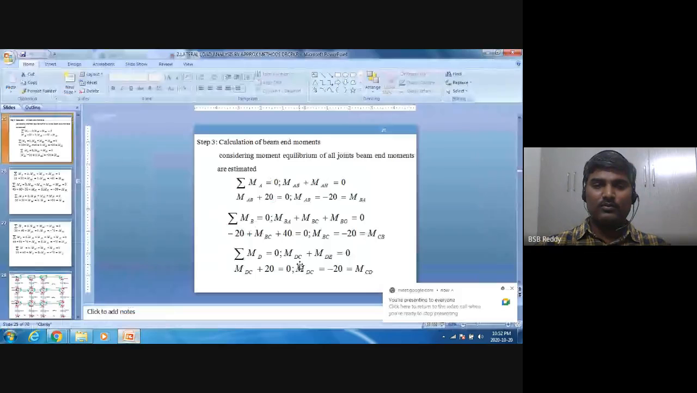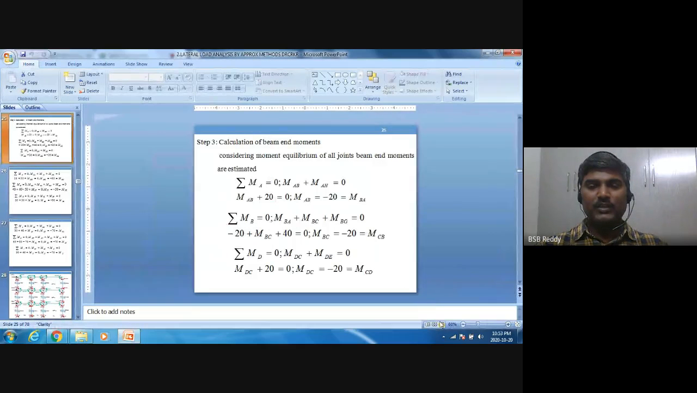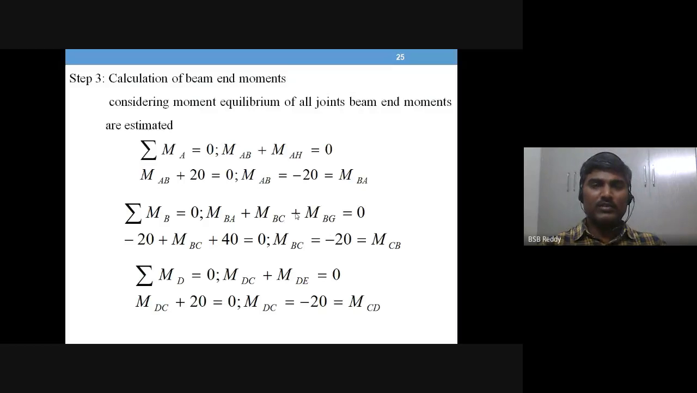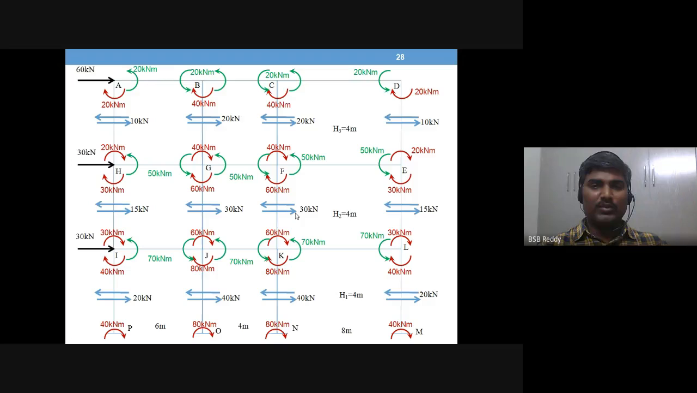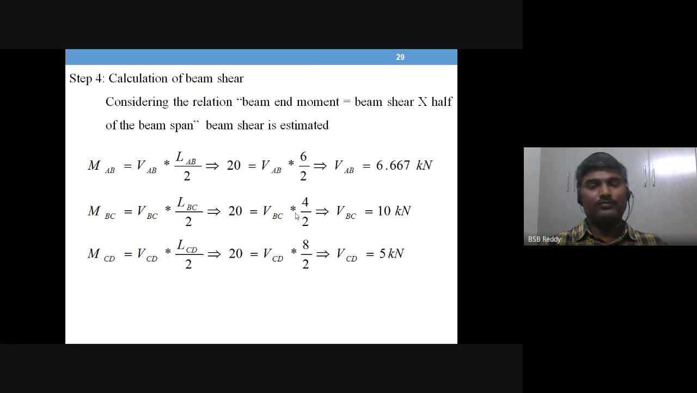Right, let's go to the PowerPoint. This was the last step calculation. The bending moments we have calculated by joint moment equilibrium. We know the beam moments: 20 kilonewton meter for the topmost beam, 50 for the second story beam, and 70 for the first story beam. So let's go to step 4.